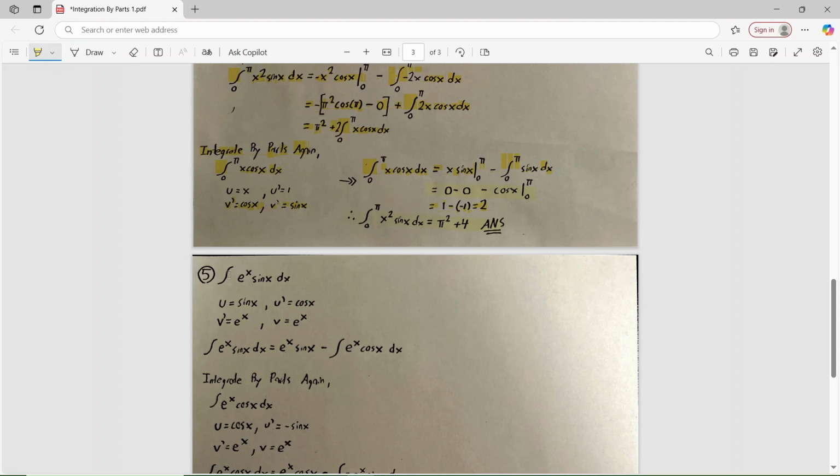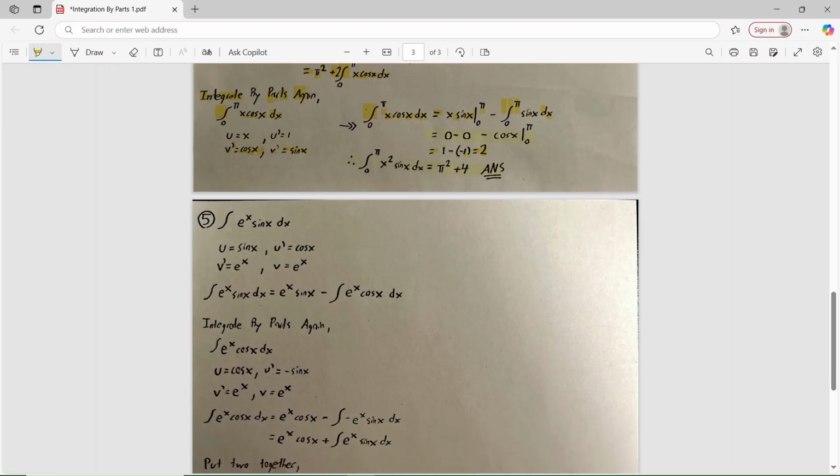Let's go for it though. L-I-A-T, algebraic, we don't have that. T, we have trig, so u is going to be trig, and then e to the x will be v prime. We find the derivative of u, we find the integral of v. We plug it in. So we have u times v prime equals u times v minus v times u prime.